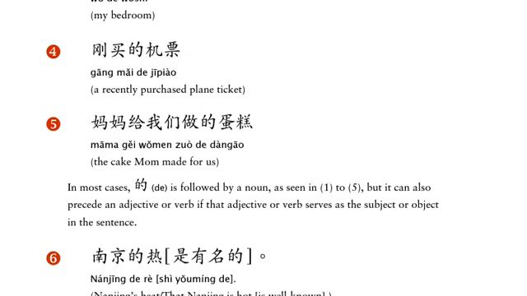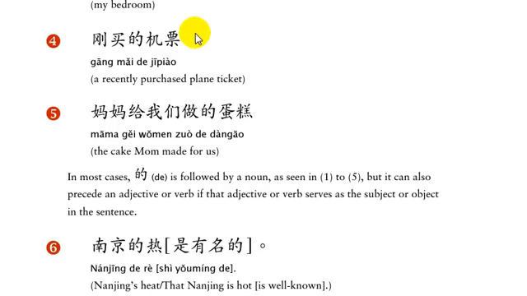Okay? We usually don't think of it that way in English. But in Chinese it's expressed this way. If you want to say, I lost the ticket I just bought, you would say, 我刚买的机票丢了，不见了.